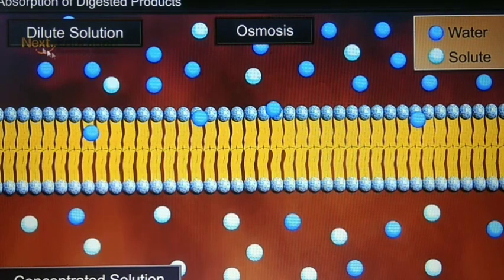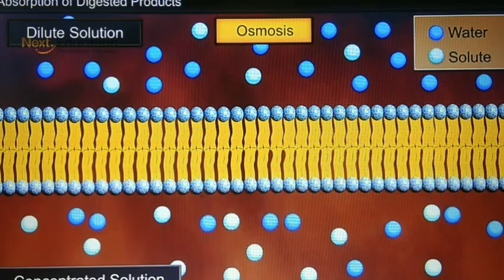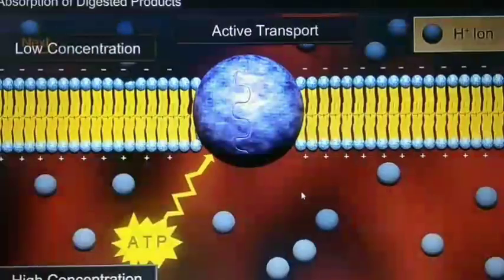Here a dilute solution means more water, and this water will move into the concentrated solution, where fewer water molecules are present, until the concentration becomes equal. So from higher to lower concentration, that is also along a concentration gradient without the use of energy. So this is from the dilute to the concentrated solution.